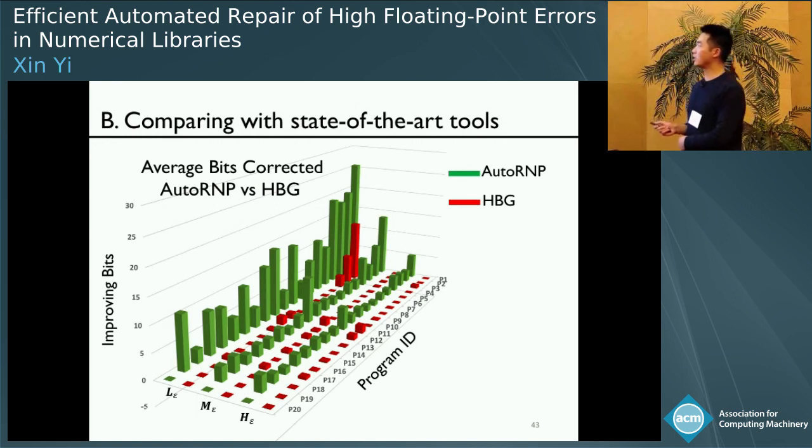Because HBG only evaluates the average accuracy, improving the accuracy on average, we compare our tool with HBG focusing on the average bit corrector. As shown in the slide, the green one is better than the red one, which is HBG's results, for the three error thresholds and for all the 19 programs we repaired.